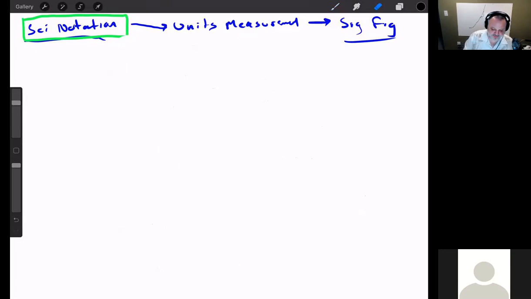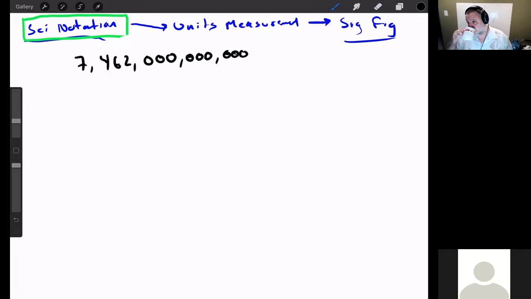All right, so what's the purpose of scientific notation? It's just to make writing numbers easier. That's all there is to it. Let me write a number down. Let me write two numbers down.